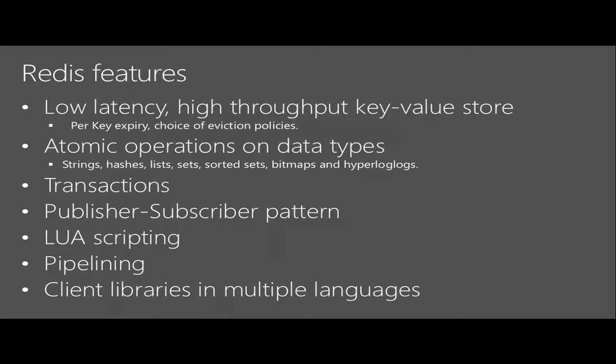It has atomicity built in on these data types, so any increment or decrement, for example, to numbers, is atomic in nature. There are transactions, so you can execute multiple commands in a batch, and if the batch fails, then everything is rolled back, so it's transaction based.